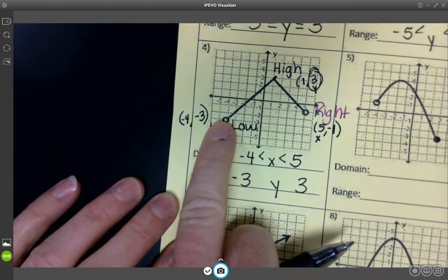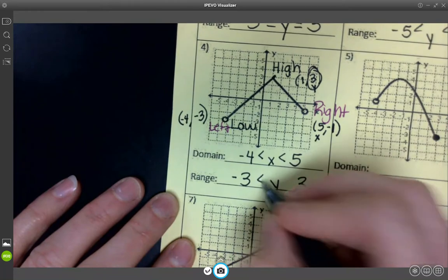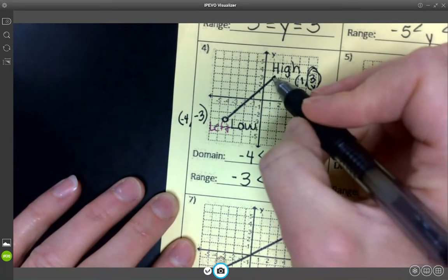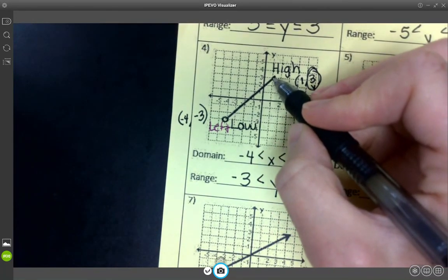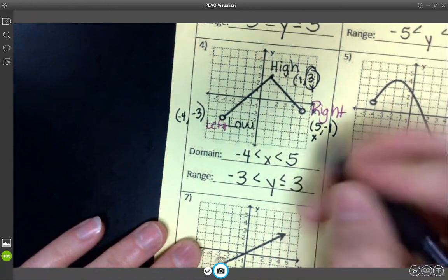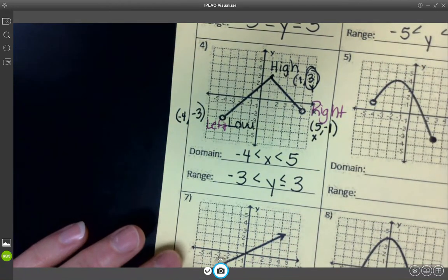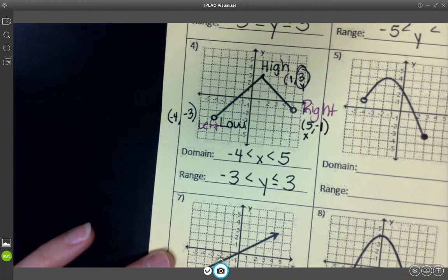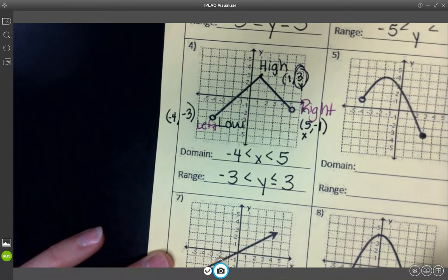And the low is an open circle, so it's a less than. The high, it touches it, so that means that it's going to be a less than equal to. Even though there wasn't a dot originally, it still touches that point, so it's a less than equal to.